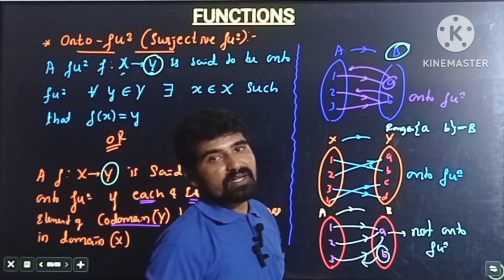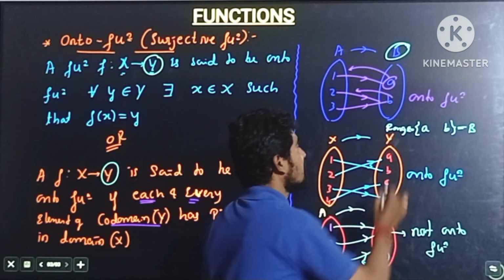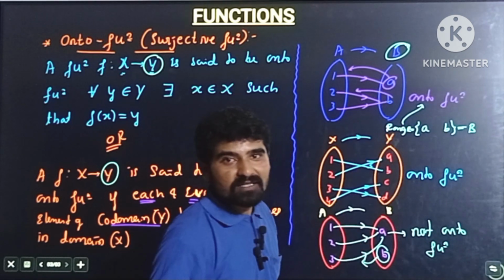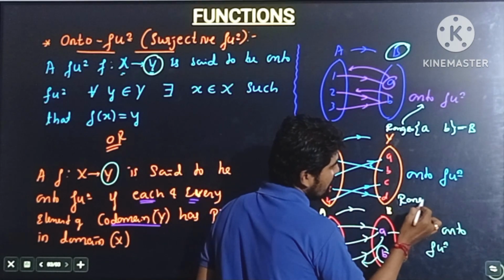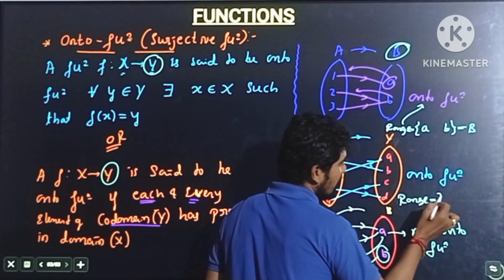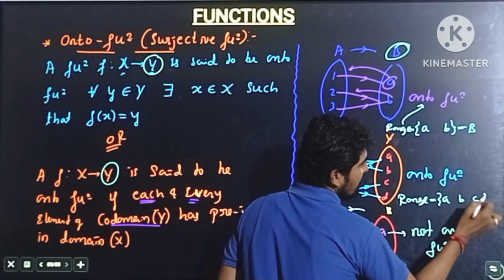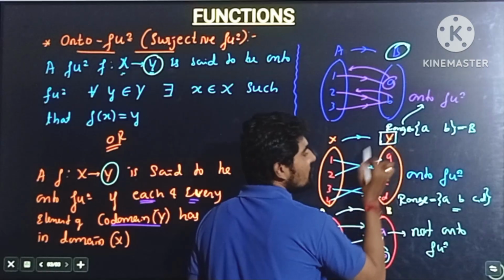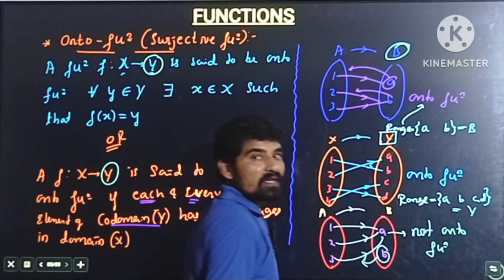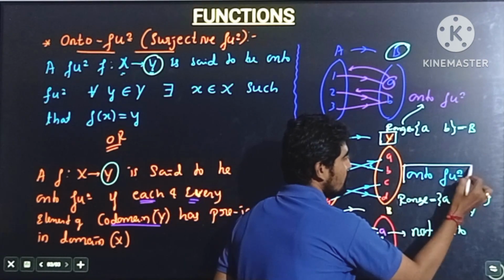So if the range of the function is equal to the codomain of the function, then we call it an onto function. So here also you may observe the range of this second function. The range of this function is a, b, c and d. So the output values, are they equal to the codomain of the function? Obviously equal to the Y set. So that's why this function is an onto function.